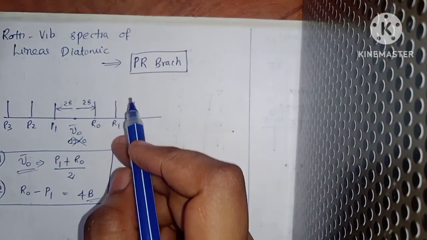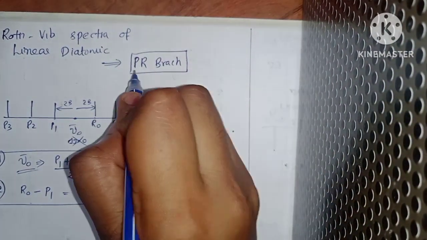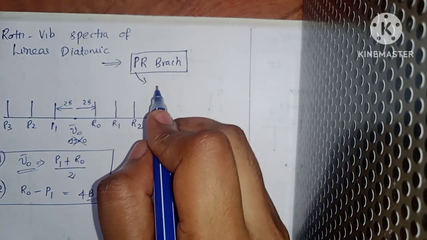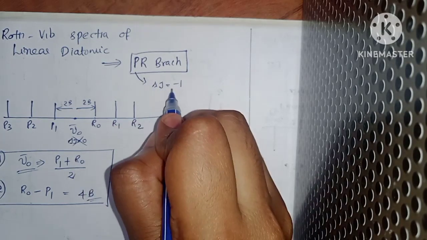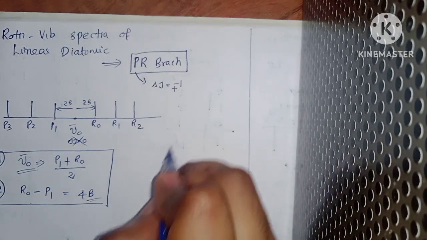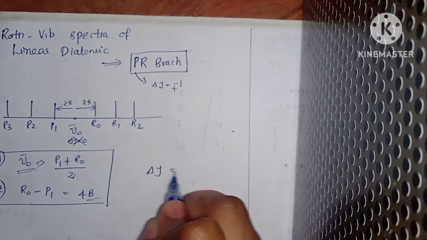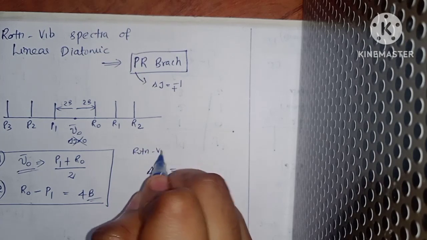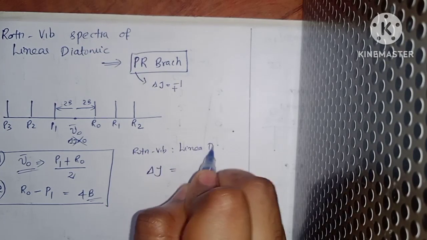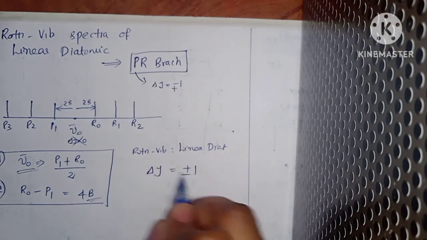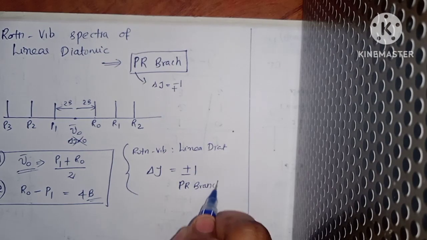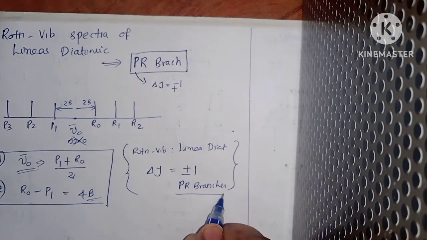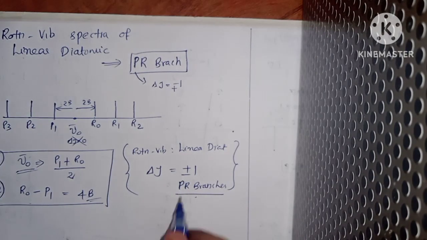So the selection rule for a linear diatomic molecule is that P and R branches are possible. P indicates delta J is equal to minus 1 and R indicates delta J is equal to plus 1. That means the selection rule for rotational vibrational transition of a linear diatomic molecule is delta J plus or minus 1. Where do we get this? It's from the PR branch. The only possible branches are PR. So either you study PR branches or you study plus or minus 1. From one, the other can be made.